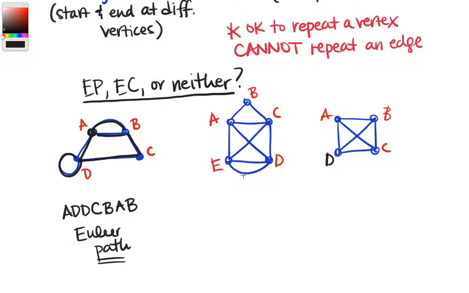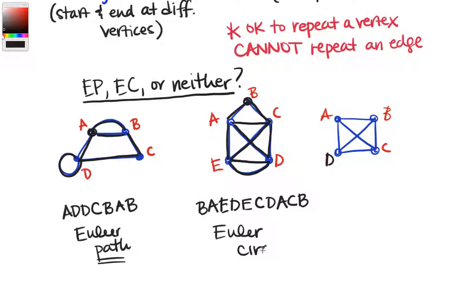Now let's look at this graph here. Okay, and let's just try starting at B and see what happens. Let's go from B to A, and then let's go A down to E, E over to D, D back to E. Our only option now is to go up to C, and let's go down back to D, up to A, over to C, and back up to B. So here we traversed every single edge, and we started and ended at the same vertex. So this is an Euler circuit.